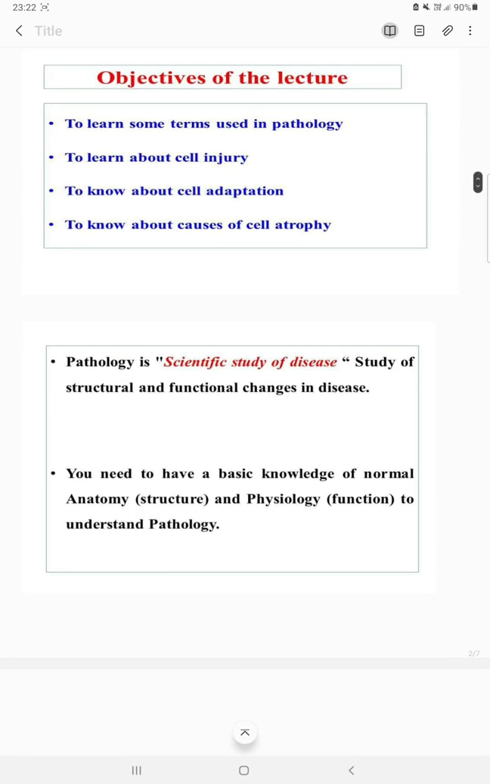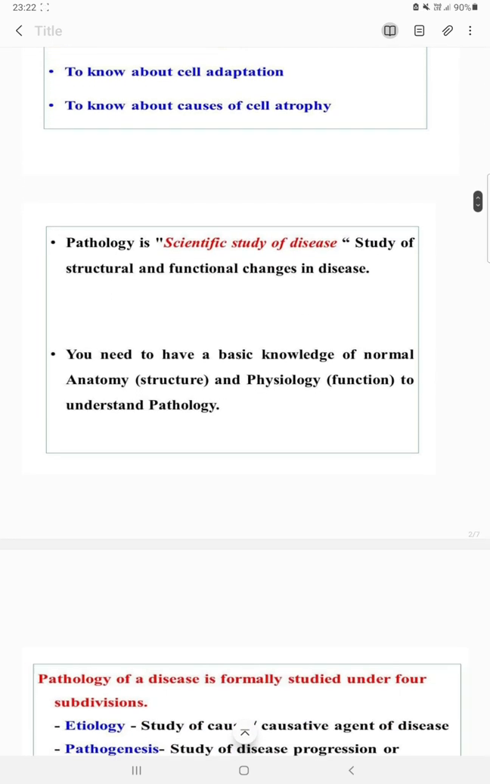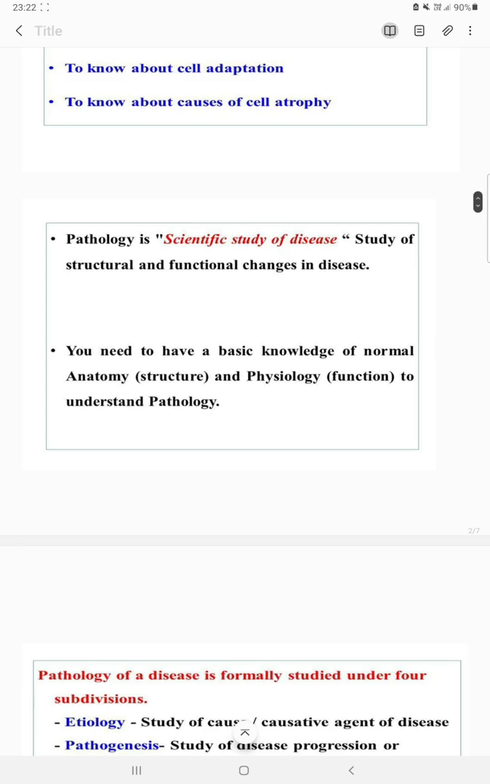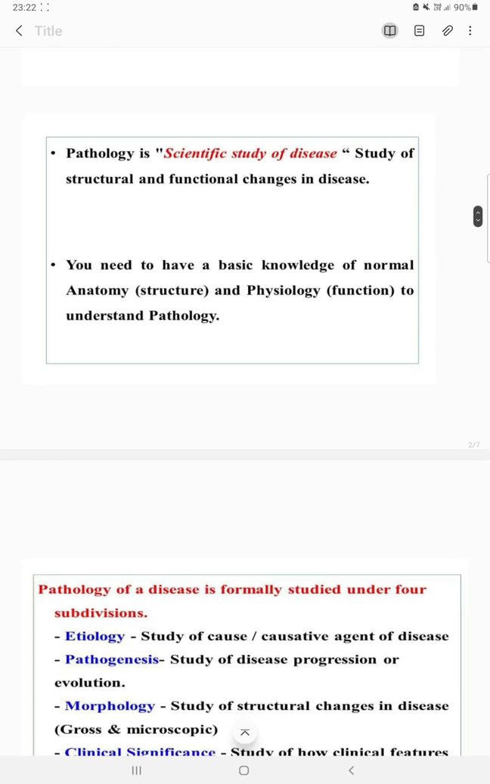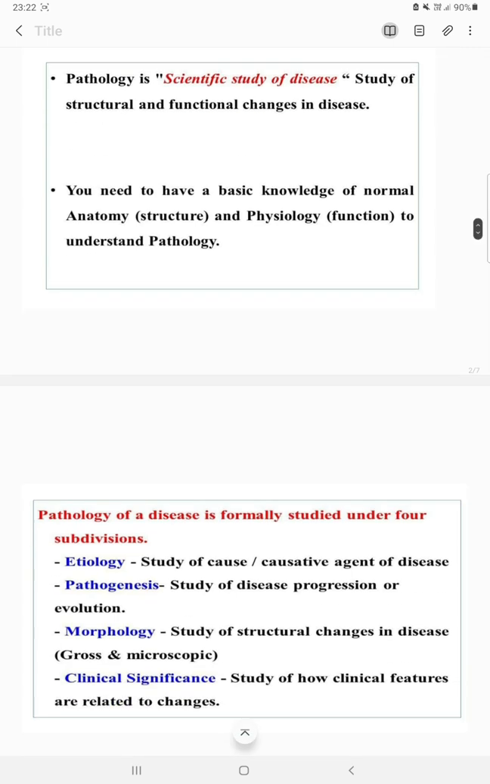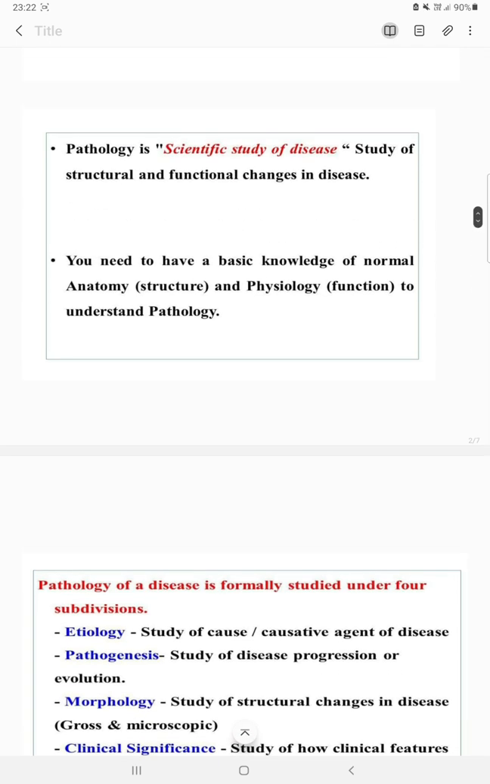Okay, so what is pathology? Pathology is the specific study of disease, the study of the structural and functional changes in disease. You need to know the basic knowledge of normal anatomy, structures, and physiological functions to understand pathology. As you get from the definition, it is a study of disease, so before you know the disease, you must know the structure and function.